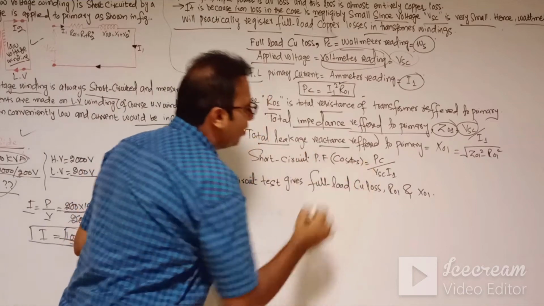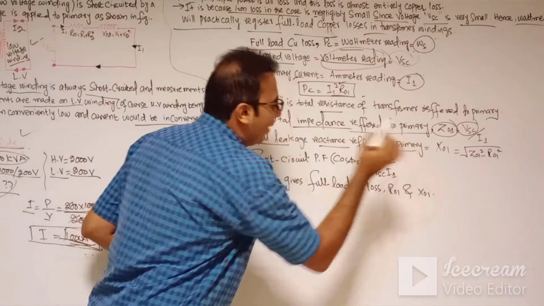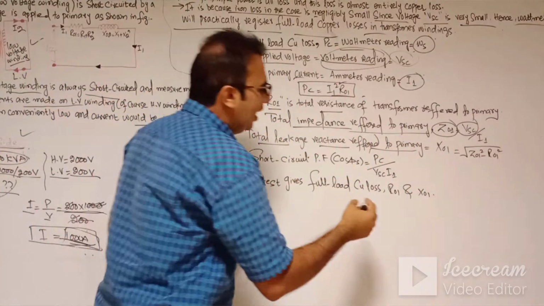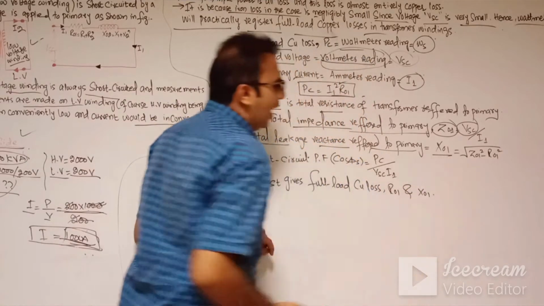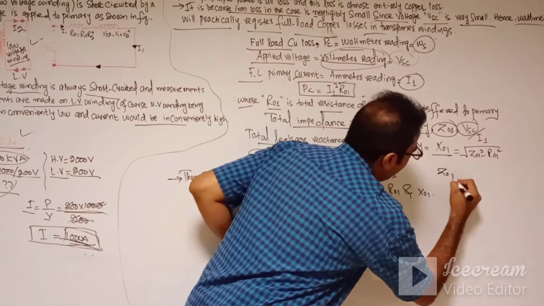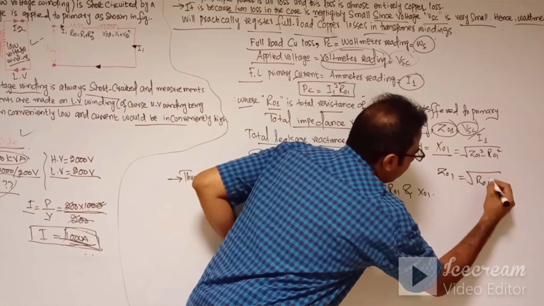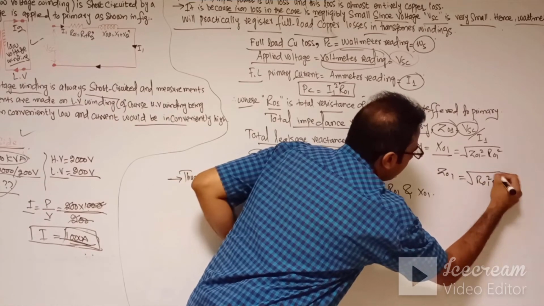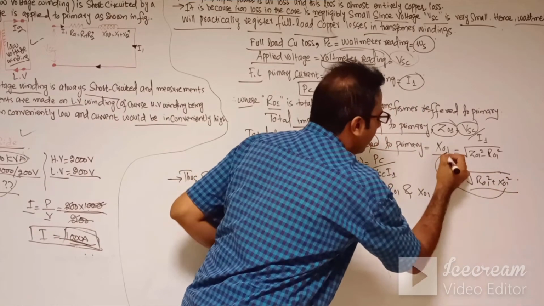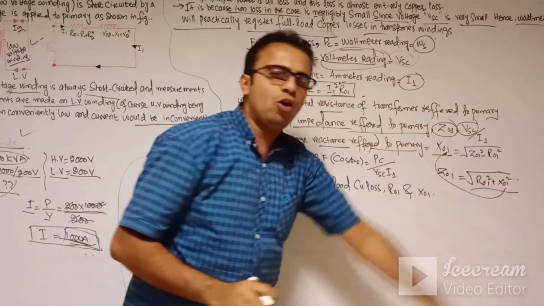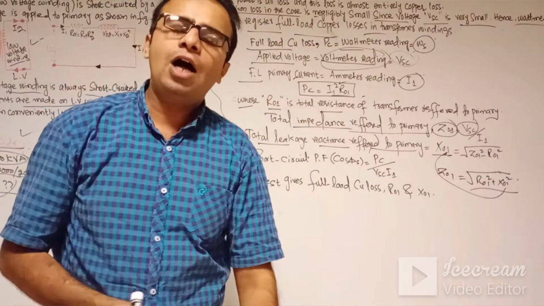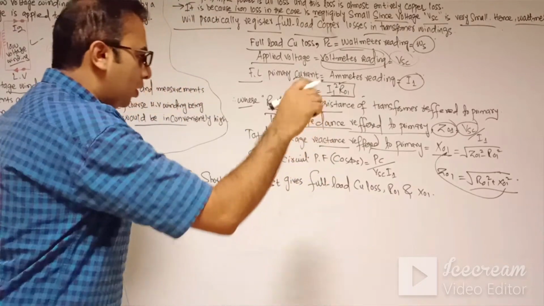The total leakage reactance referred to the primary is XO1. Here ZO1 square is equal to RO1 square plus XO1 square. From here you can find out the XO1 value. So XO1 is equal to the square root of ZO1 square minus RO1 square.